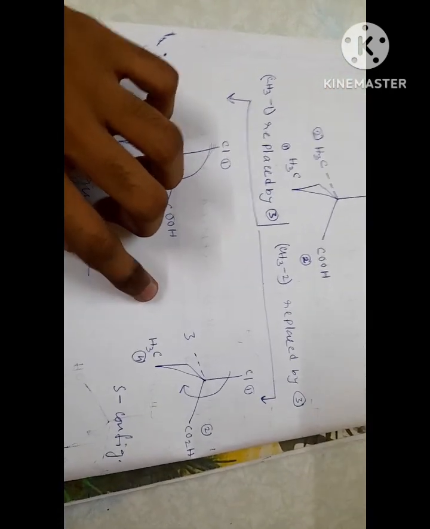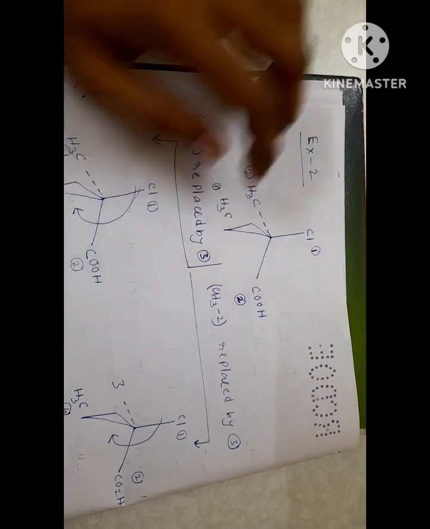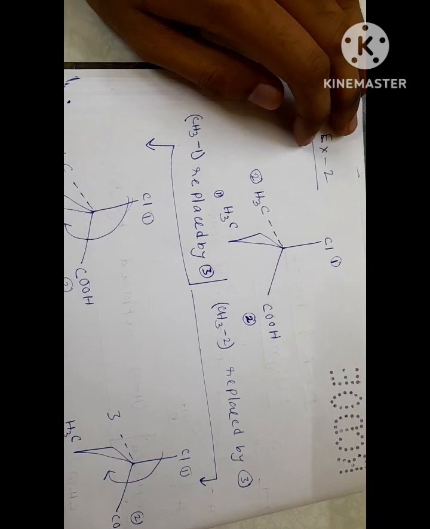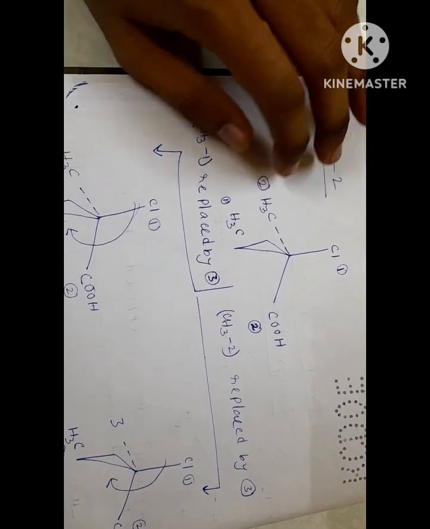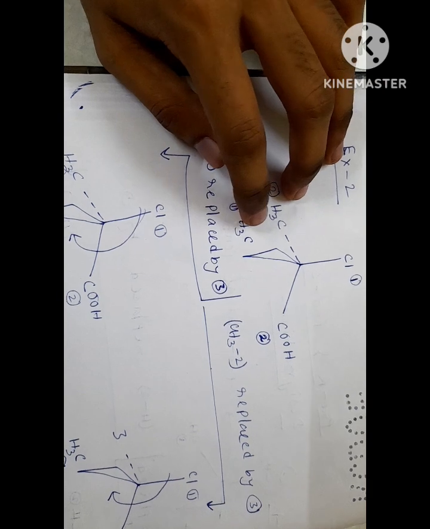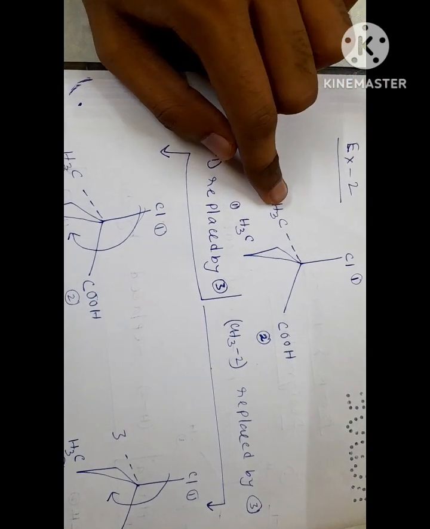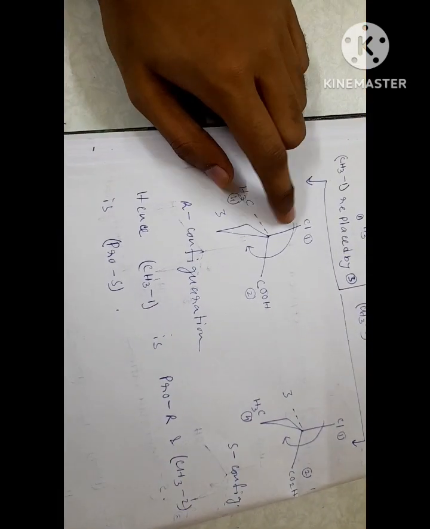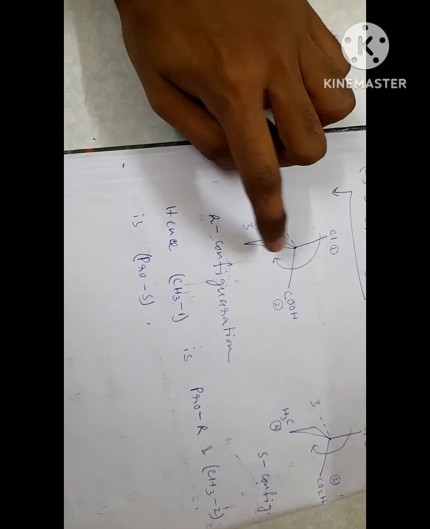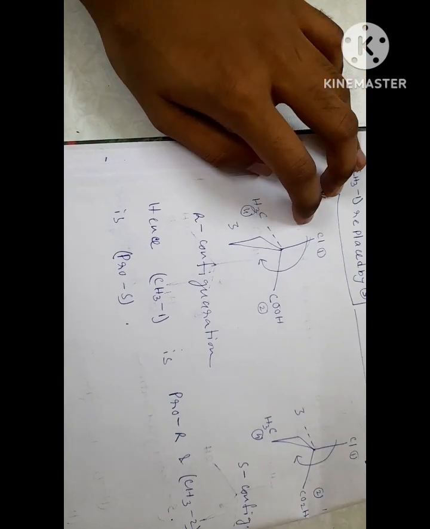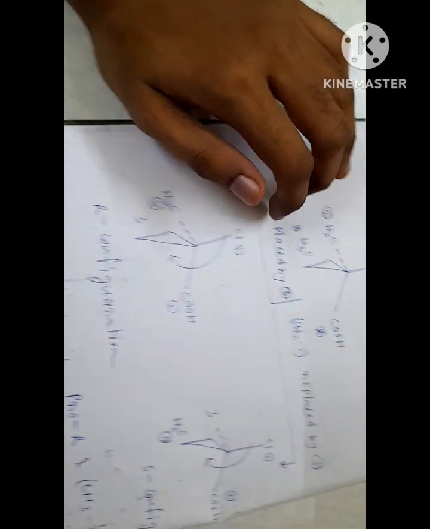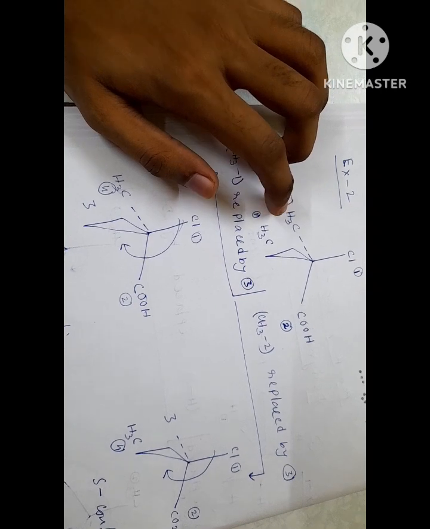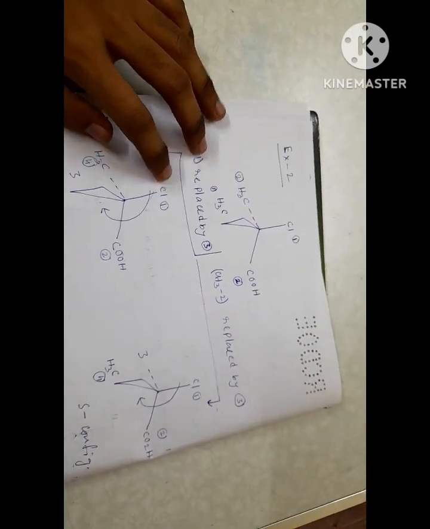Similarly pro S. Here is a trick you can also use: while determining pro R and pro S of any group within a molecule, if one is pro R, then automatically the other will be pro S. If methyl 1 is pro R, because 1 to 2 to 3 rotation is in clockwise direction and lowest priority below the plane, so obviously it is R configuration, hence methyl 1 is pro R, then automatically methyl 2 will be pro S. So that's it up to this.